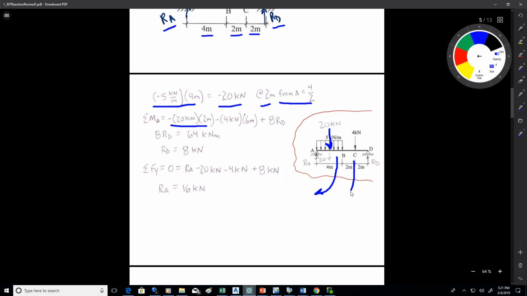Then I've got this 4 also that's coming around clockwise too, so that's negative 4 kilonewtons times a 6-meter moment arm. 4 and 2 makes 6. Then I have 8 times RD that pushes back. So I can solve for RD, it's 8 kilonewtons. And then once I've got RD, I can just do sum of Fy to get RA. Got RA up, 20,000 down, 4,000 down, 8 back up, 16 kilonewtons up for RA. Okay, so that gets me RA and RD. Notice that the load is closer to RA, so the reaction RA is larger than RD.